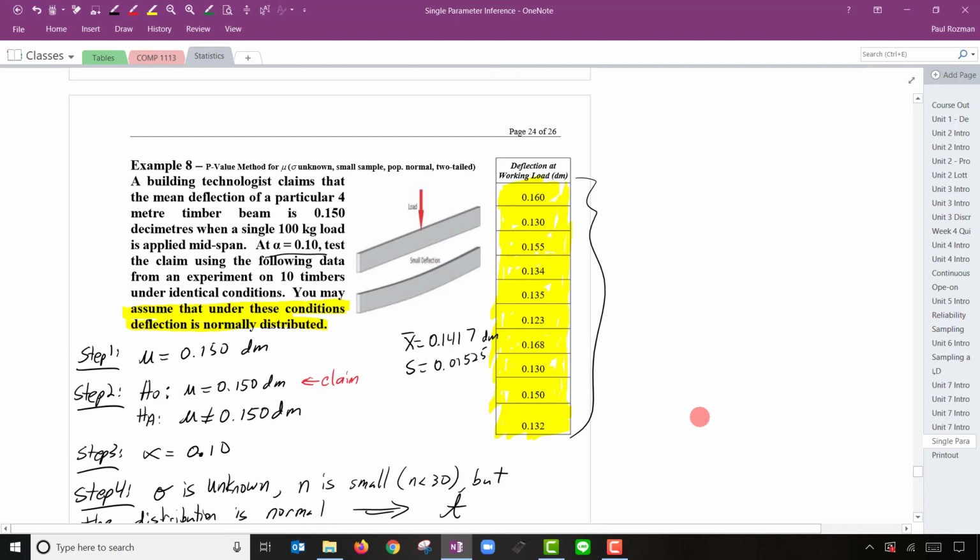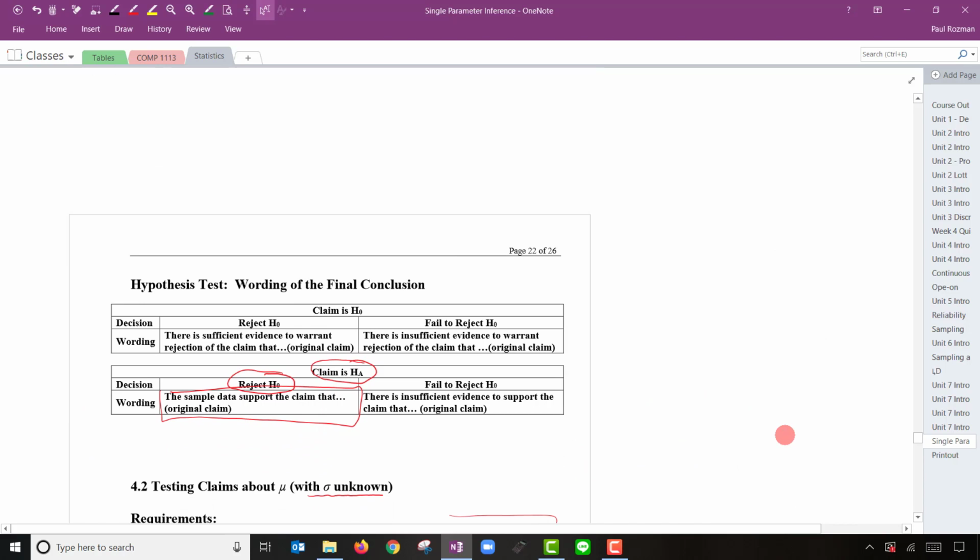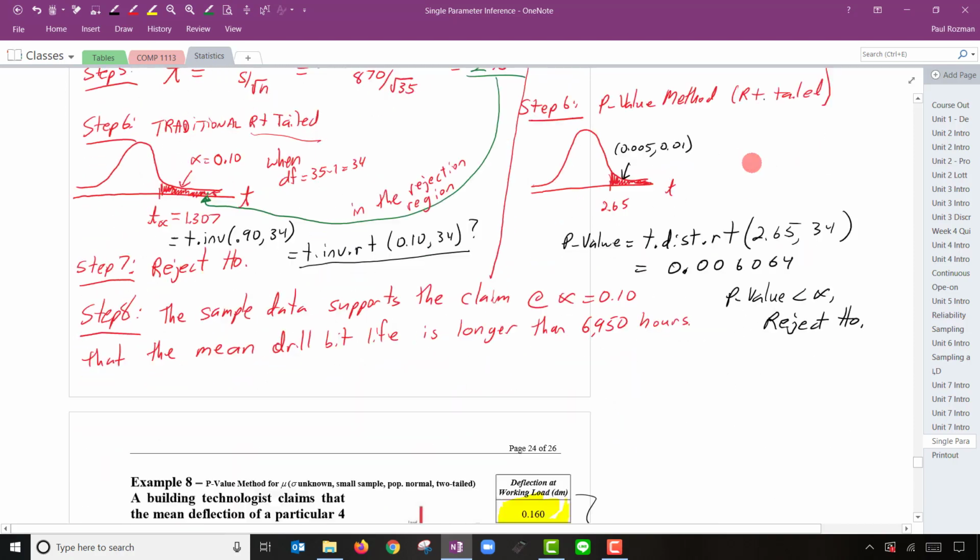If you don't believe me, take a look at our chart. I'll flip back. In the example we're doing right now, the claim is the null hypothesis, and we failed to reject it. So this will be our conclusion. There isn't enough evidence to reject this claim. There's insufficient sample evidence to warrant rejection of the claim. And that's how we'll write it up.